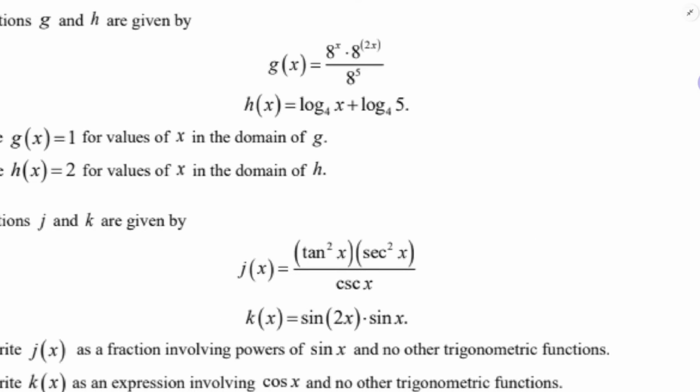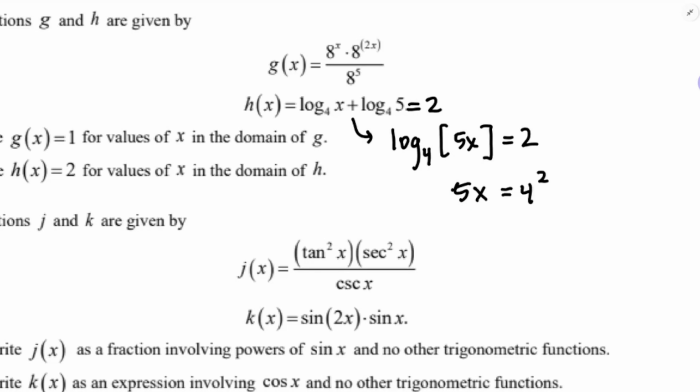Then if we said h of x equals 2, we're going to need to combine those logs that are added by multiplying their arguments. So that'll be log base 4 of x times 5 is 5x, and that's going to equal 2. I'll get rid of the log by taking 4 to both sides' power, so 4 to the 2 is going to equal 4 to the log base 4 of 5x, which would be 5x. And then that's going to be 16 over here, and I'll solve for x by dividing both sides by 5, and I'll get x equals 16 divided by 5.